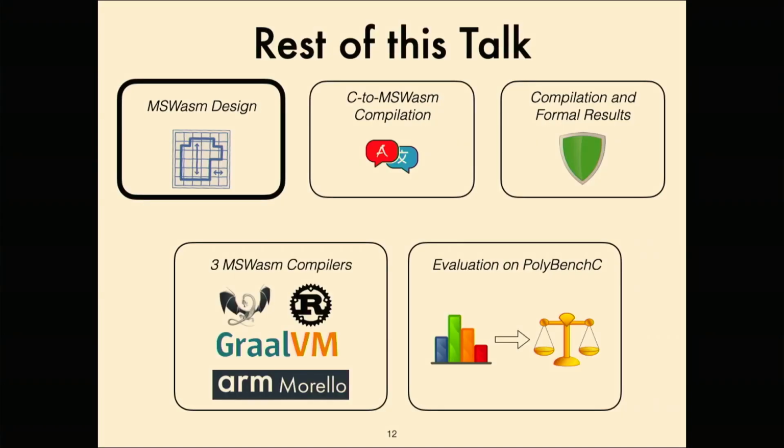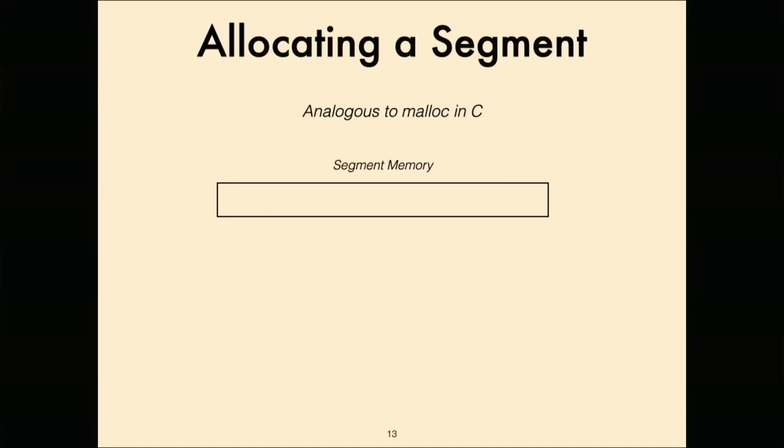So in the rest of this talk, I'm going to talk in more detail about the MS-Wasm design and how a compilation from, say, C to MS-Wasm enforces memory safety, along with its formal results, as well as the implementation insights. First, as I mentioned, MS-Wasm supports segments and handles, and it also supports new instructions for accessing these segments. So first, how does one create a segment?